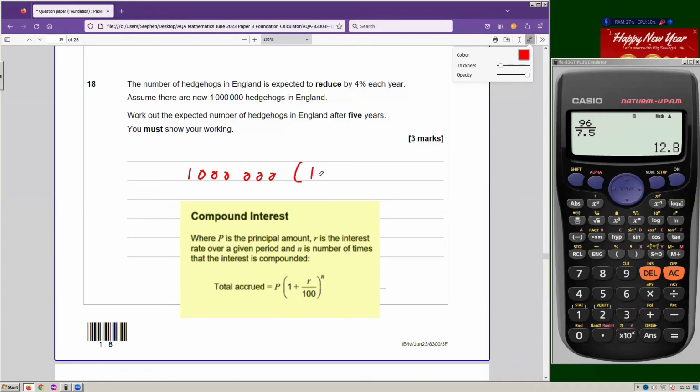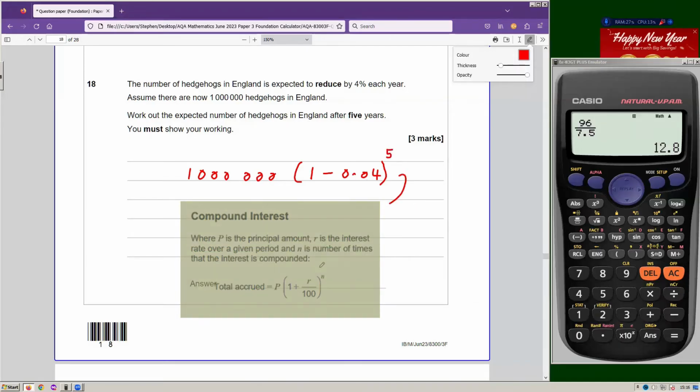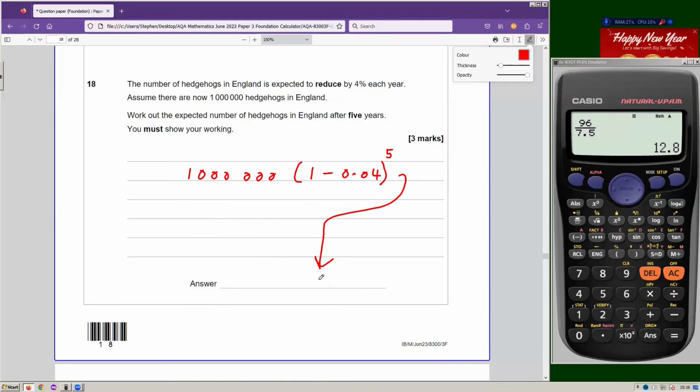And it's going to be 1 minus 0.04, because I've done it as 4%. I could have shown it as 4 over 100. And the 1 is so we keep our million to start with. And each year it's going to go down by 4%. And we're going to do it for 5 years. And I can put the whole lot in the calculator and put my answer down there.